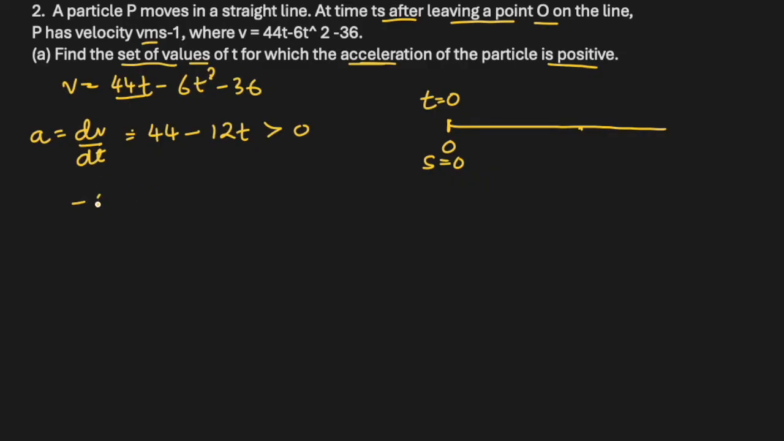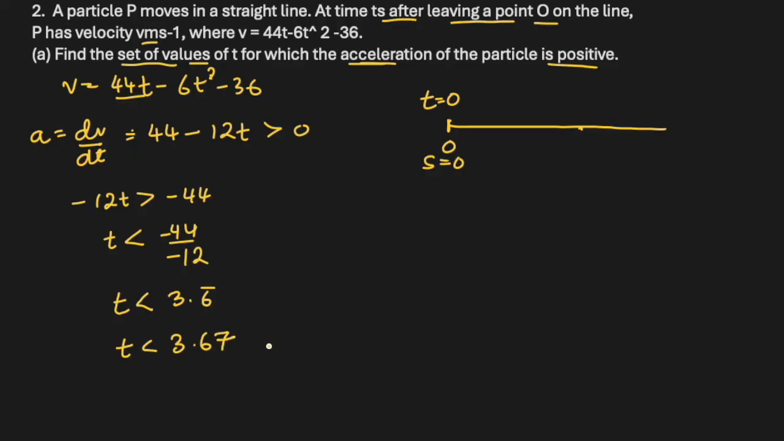So minus 12t is kept here, and it is greater than negative 44. So t is less than, now because we are dividing by negative 12, whenever we divide by a negative number, the sign changes. So t is less than how much? 3.6666. So we can say t is less than 3.67 seconds.